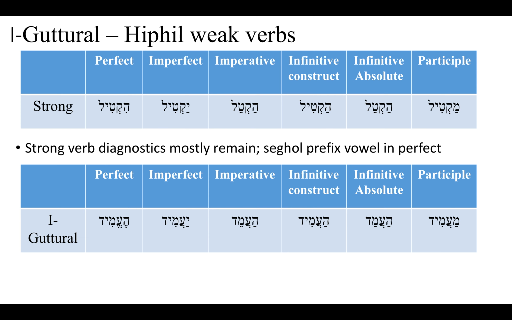So once again, generally, the first guttural Hiphil weak forms stay the same. The main diagnostic features are preserved.